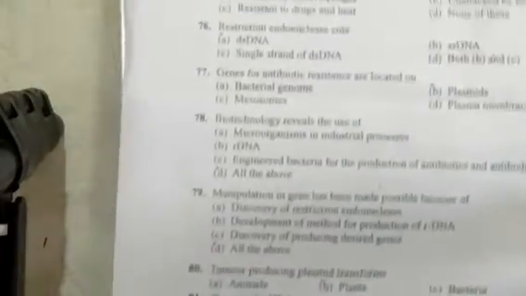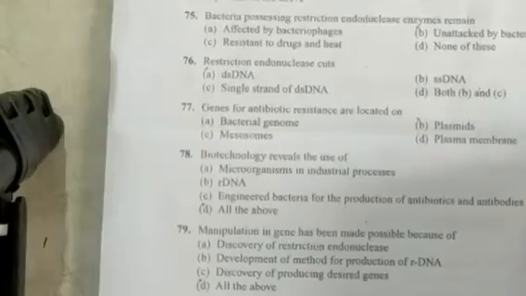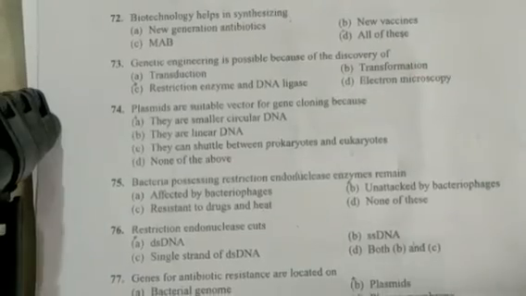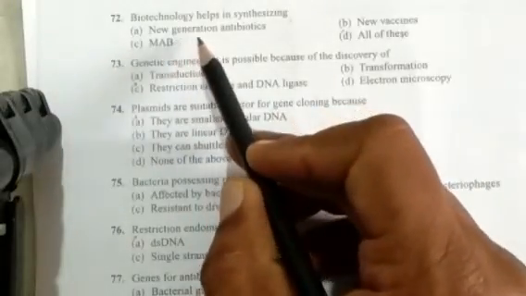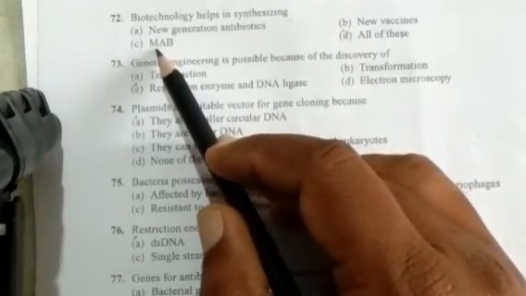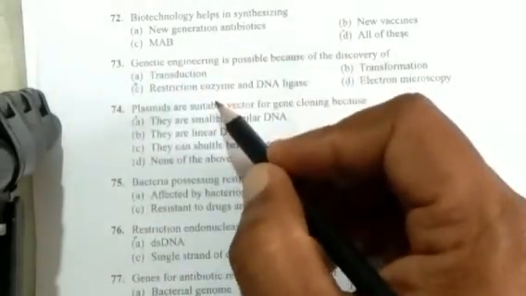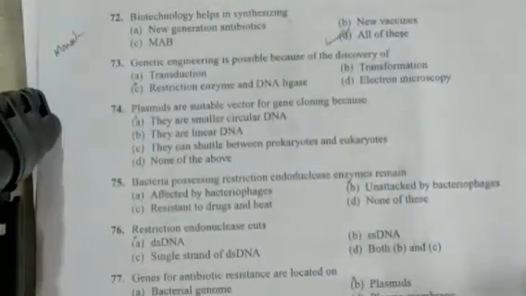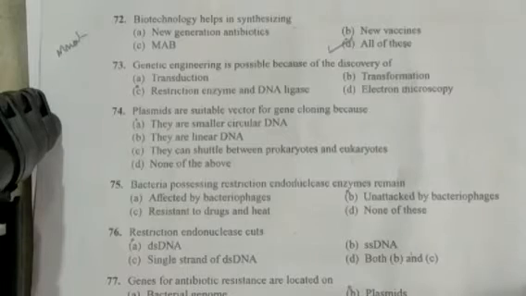Biotechnology helps in synthesizing. Synthesizing what? Here, 72nd question. Biotechnology helps in synthesizing A, new generation antibiotics, correct. New vaccines also correct. Fine. MAB. What is MAB? Monoclonal antibodies, and nothing but MAB. So all these are produced. Thereby the answer is D, all of the above.